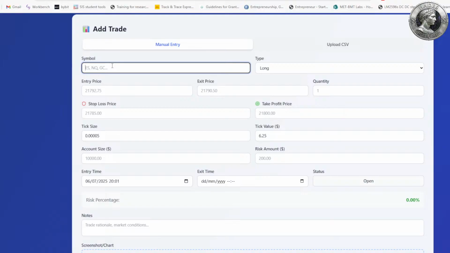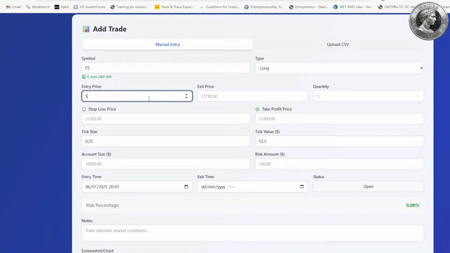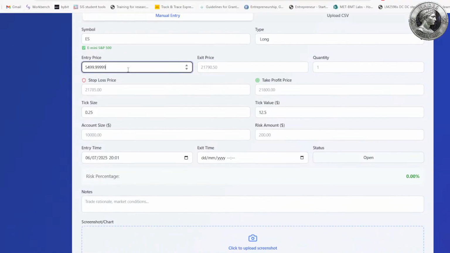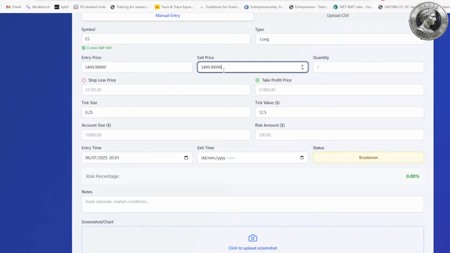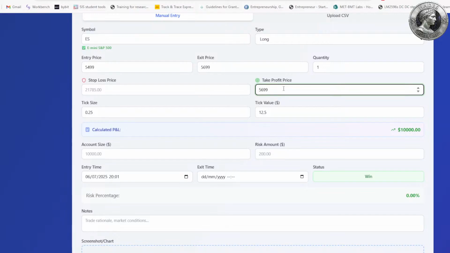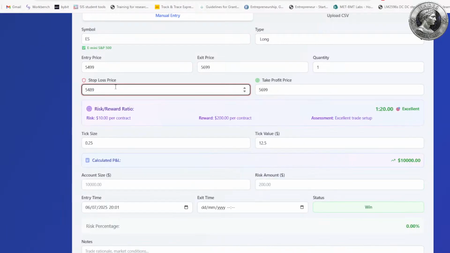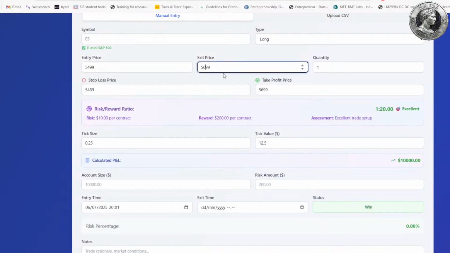Let's say, because it's easier, let's do ES. I took a long from 5,500. I exited on 5,699, and that was one contract. This is definitely my take profit if it's exit. If this is a take profit, you should put that as your take profit. And your stop loss, let's say you had 10 points stop loss. Okay, maybe let's put more realistic.